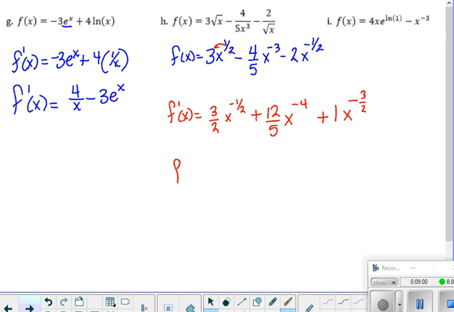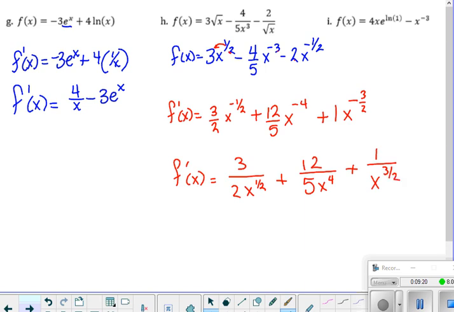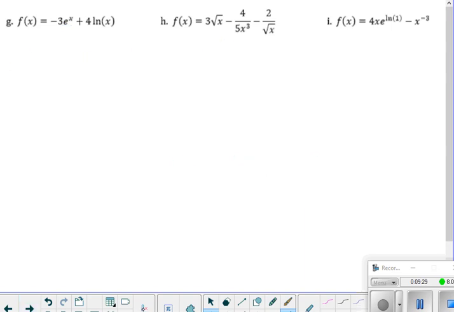So much going on. Now let's just make it look nice. We'd have 3 over 2x to the 1/2 plus 12 over 5 x to the 4th, because of the negative exponent, plus 1 over x to the 3/2. Some wild numbers on that. And finally, let's look at our last one. I'm going to clear my screen.